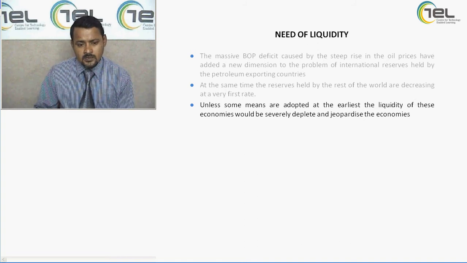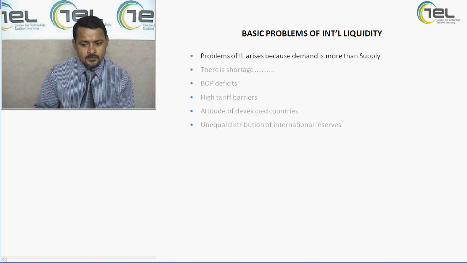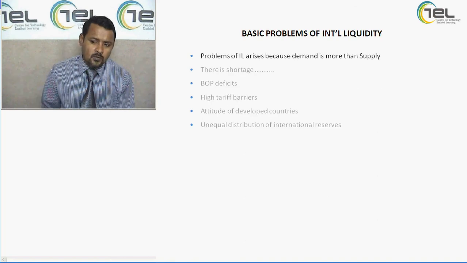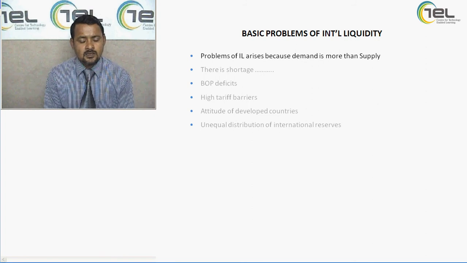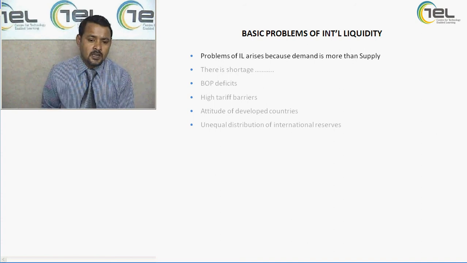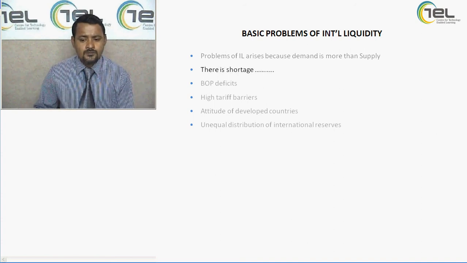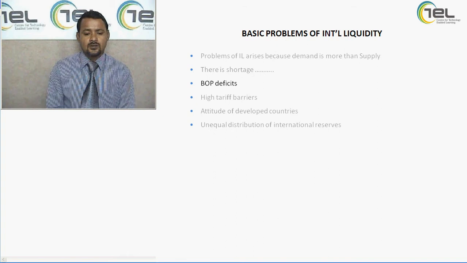The basic problem of international liquidity arises because of more demand than supply. There is a shortage of international liquidity because of BOP deficits. BOP deficits arise because of higher imports and lower exports. In most countries, GDP is not growing at the percentage required. Under those circumstances, whatever is produced within the economy is largely consumed.